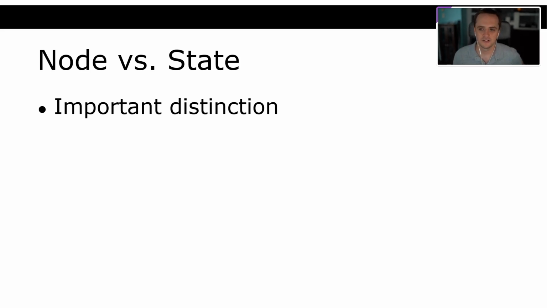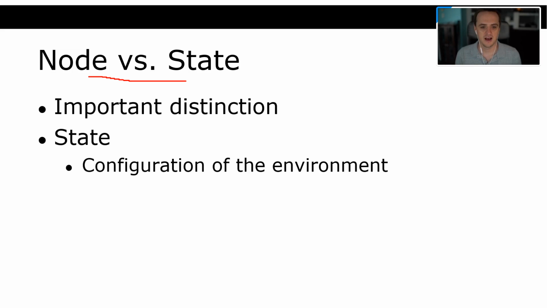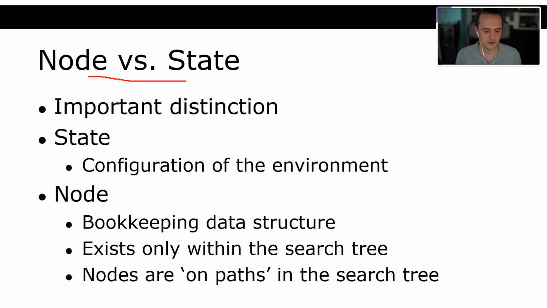So again, there's a very important distinction between node and state. And I do not repeat this for no reason. People always have a little bit of trouble with this, so I'm going to repeat it again and write it down specifically. A state is a configuration of the environment. A node is a bookkeeping data structure that exists only within the search tree. And nodes are on paths within the search tree.